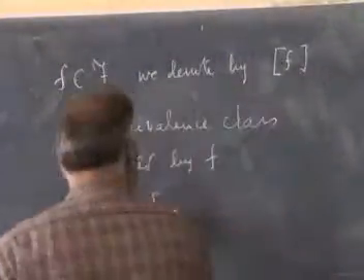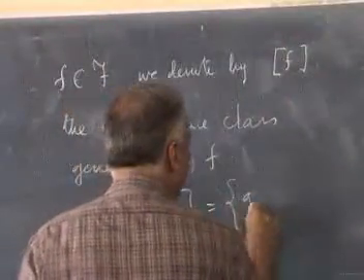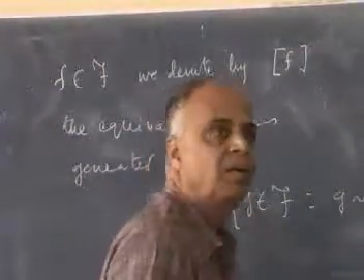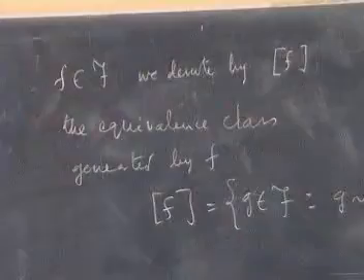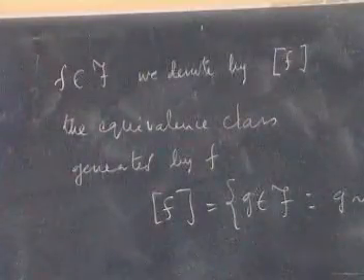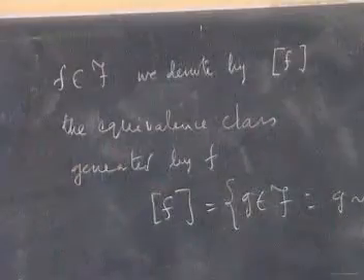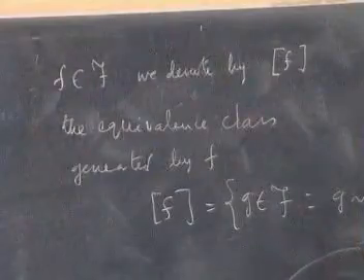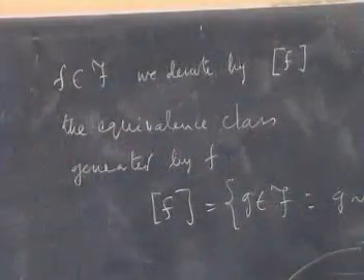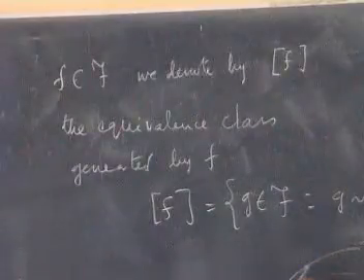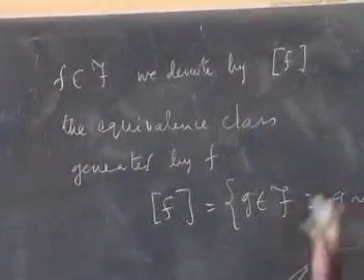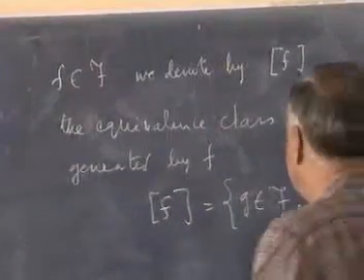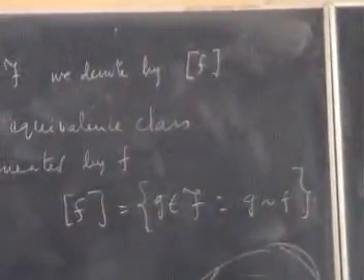What is this equivalence class generated by F? It is the set of all measurable functions G such that G is equivalent to F. All those fellows which are equivalent to F. That means all those functions which are equal to F almost everywhere. Well, there was one function which is equal to F except on a set of measure 0. There will be another function which is equal to F except here, measure 0. But what we are saying is every function agrees with F except on a set of measure 0. So this is called the equivalence class generated by F.